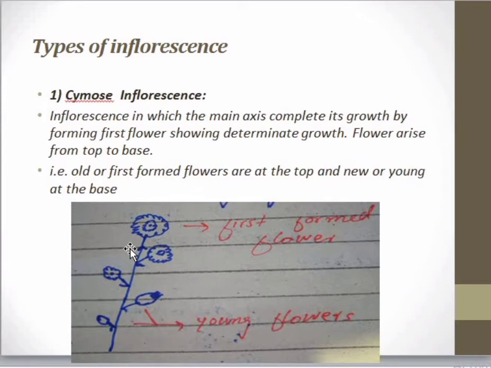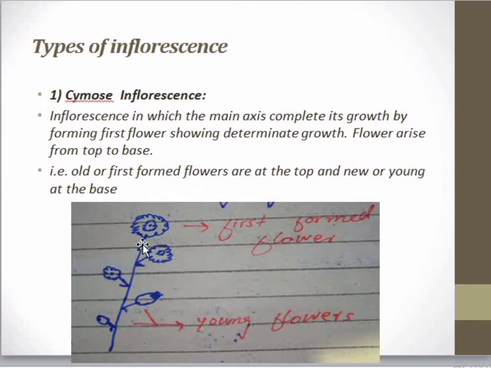Now, types of inflorescence. There are two main types of inflorescence: racemose and cymose. Number one, cymose inflorescence. Inflorescence in which the main axis completes its growth by forming the first flower, showing determinate growth. Flowers arise from top to base.